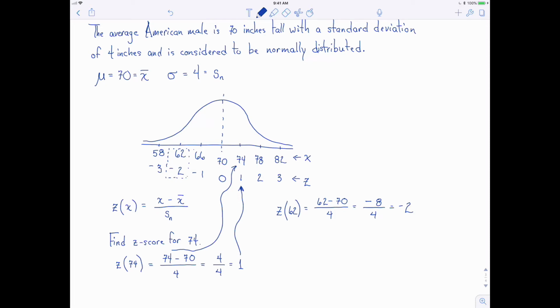So now let's try a problem. So I'm going to use my picture again. So let's make a copy of it. We're going to bring it down here.